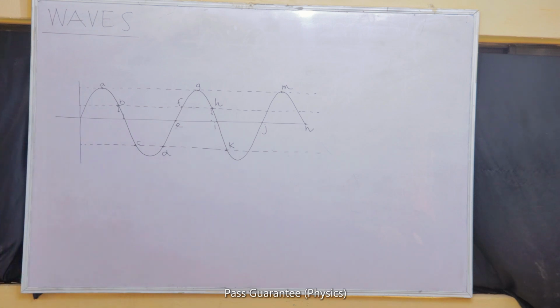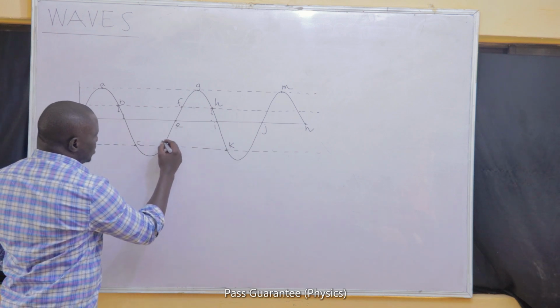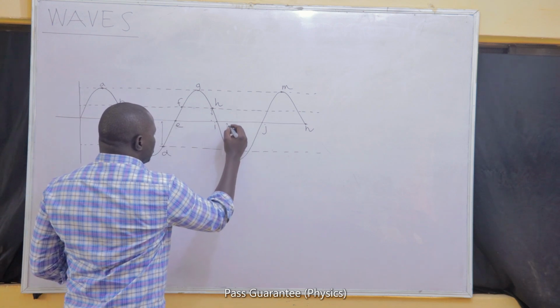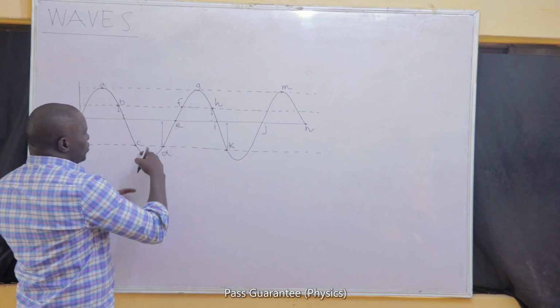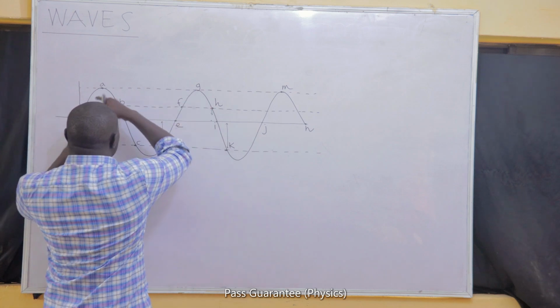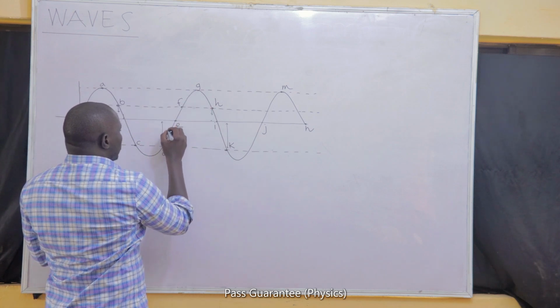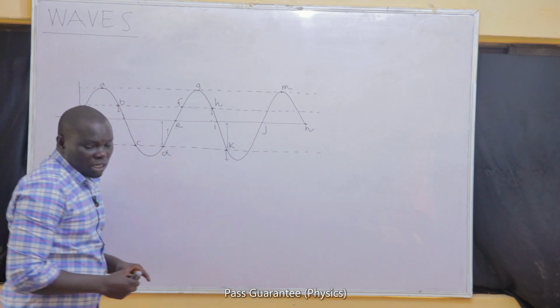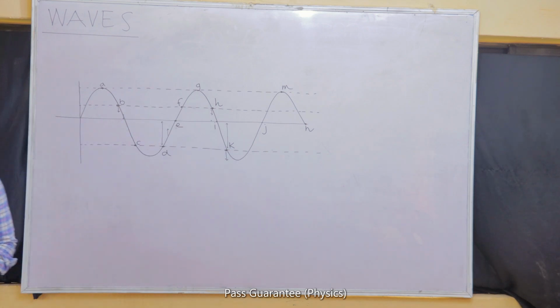And we have DK. Point D and point K are not in phase. Why? The two of them have the same displacement, but they don't have the same direction. Points along this direction are going up, while points along this direction are moving down. For two points to be in phase, they must be moving in the same direction. So that is the answer. D to K are not in phase.